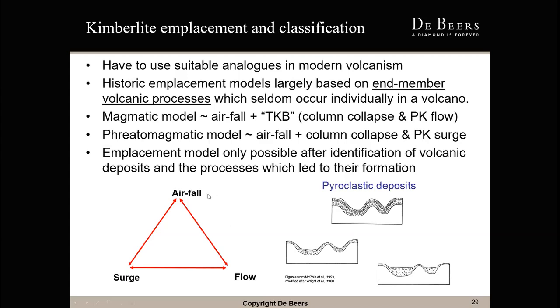But it's worth remembering that in volcanoes generally, there are 3 key processes that always occur regardless of magma composition, and that would be the airfall, your pyroclastic surge, and your pyroclastic flow. The other point to note is that these never occur in isolation, or very, very seldom. They are always mixed. For example, airfall will always occur with surge and with flow. So these processes cannot be divorced from each other. They do occur together, and I think that has led to a lot of the initial debate and arguments regarding the emplacement of Kimberlites as well.